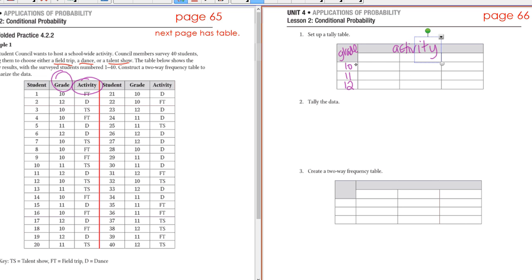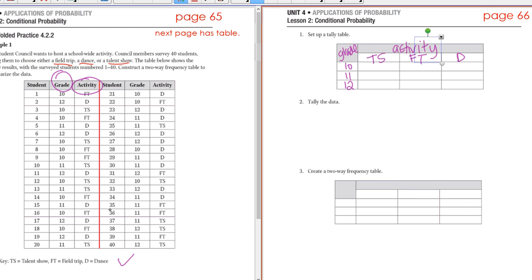So in this case, that is the talent show. So TS for the talent show. There's a little key at the bottom down here: FT for the field trip, and D for the dance. So literally, when it says set up a tally table, and this is pretty redundant, we're not going to really ask you to do this, but this is where this all comes from.